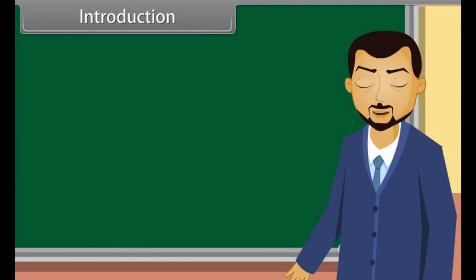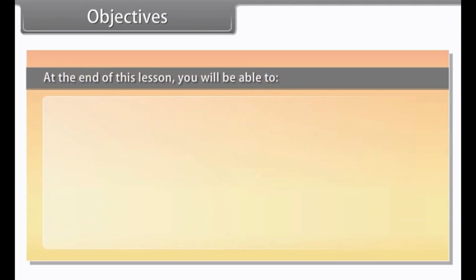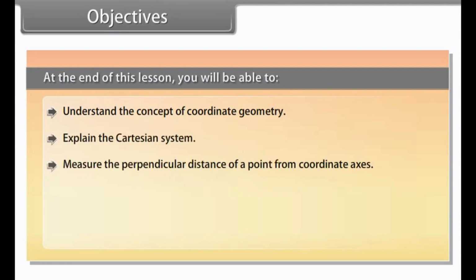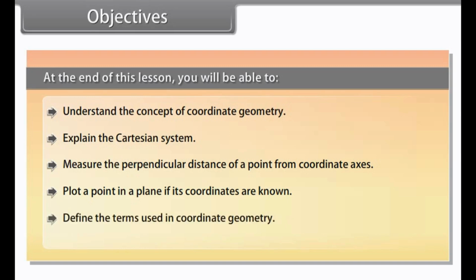Today we will learn about coordinate geometry. Let's start. Objectives. At the end of this lesson, you'll be able to understand the concept of coordinate geometry, explain the Cartesian system, measure the perpendicular distance of a point from coordinate axes, plot a point in a plane if its coordinates are known, define the terms used in coordinate geometry.